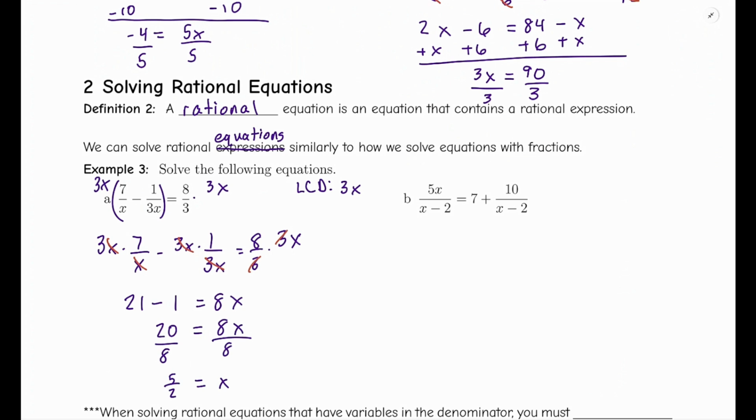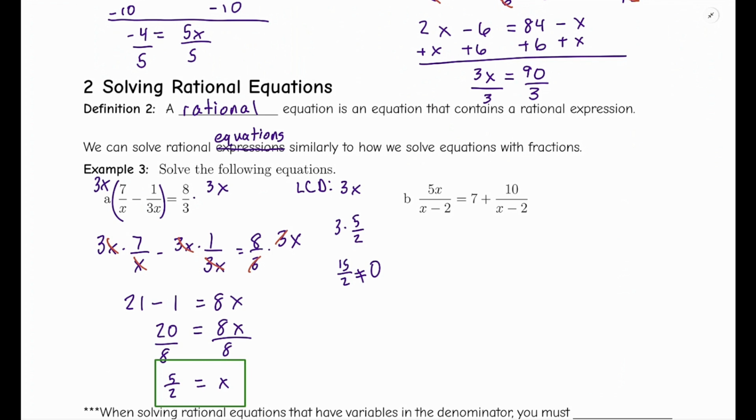Now the one caveat is that whatever answer you get cannot make the denominators equal to 0. What that means is if you plug it into the least common denominator, that cannot equal 0. If I plug 5/2 into the LCD, we get 3 times 5/2, which is 15/2, which is not equal to 0. So this is our answer. The reasoning for this last step is that it is possible to get what are called extraneous solutions.